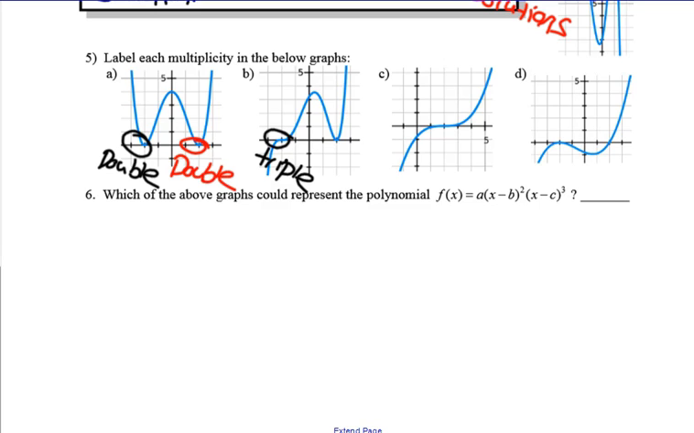Alright, and then where's my other root? At what number? 2. And is that a double? Alright, you try the next 2.